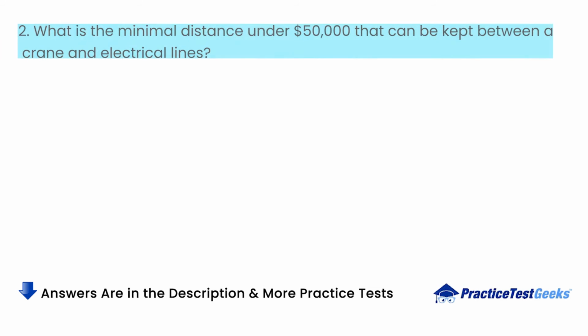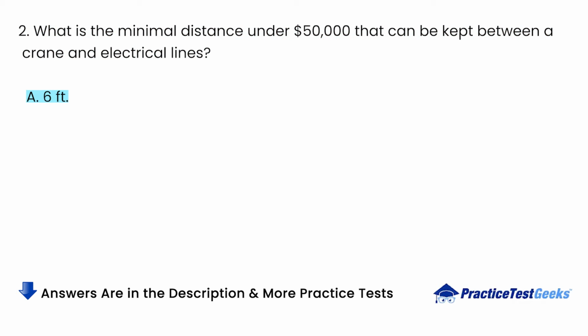What is the minimal distance under 50,000 volts that can be kept between a crane and electrical lines? A. 6 feet. B. 15 feet. C. 10 feet. D. 20 feet.